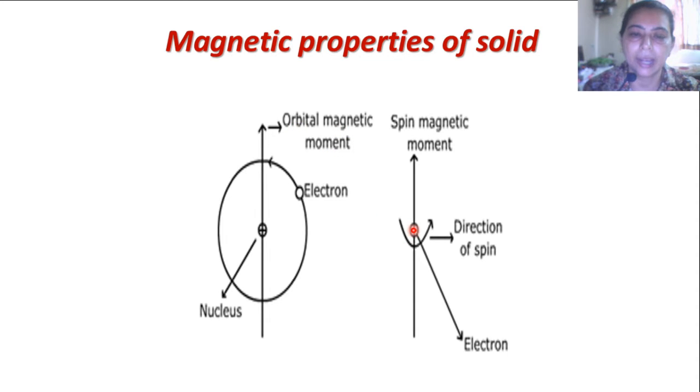The second motion of the electron is that it revolves on its own axis, that is, it spins on its axis. This is called spin motion, and due to it the electron has a spin magnetic moment. Due to these two types of moment, orbital magnetic moment and spin magnetic moment, it behaves like a tiny magnetic loop, and that's why the electron has magnetic property, and ultimately the solids will also have magnetic property. Now we will study these properties in detail.